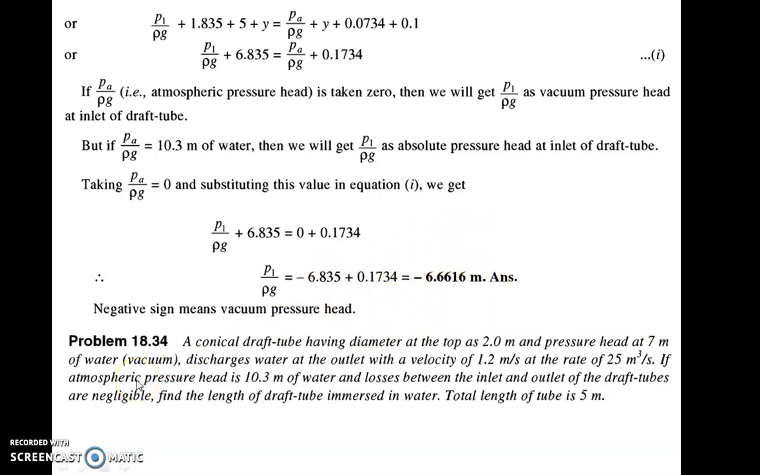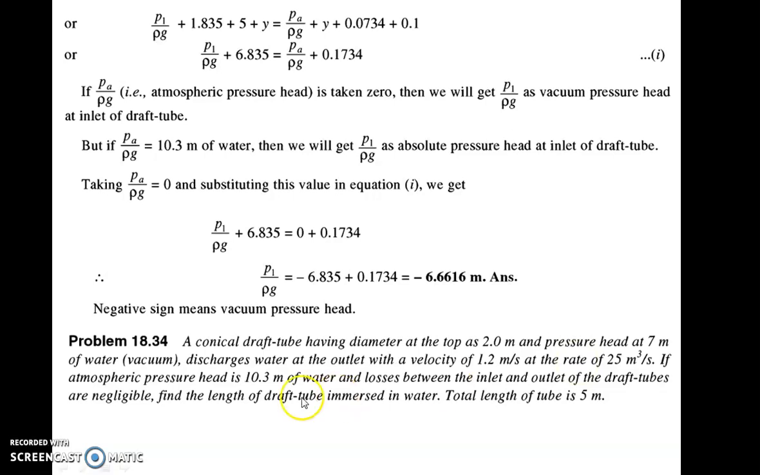Let us see the next numerical also. Indirectly you have to calculate the distance. Here you had to calculate the pressure. Now if pressure is given, then you can calculate the distance also. A conical draft tube having diameter at the top as 2 meter and pressure head at 7 meter of water vacuum. So pressure is given. It discharges water at the outlet with a velocity of 1.2 meter per second at the rate of 25 meter cube per second. So velocity and discharge are given, so you can calculate the velocity at the other end also.